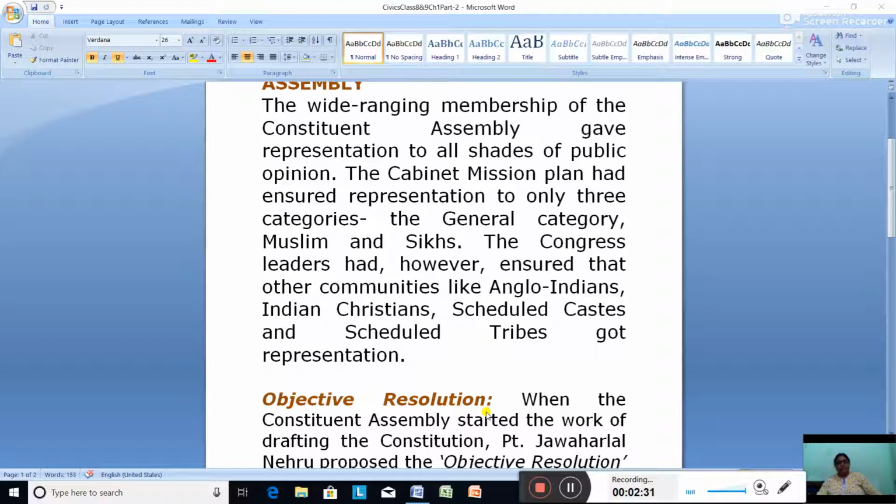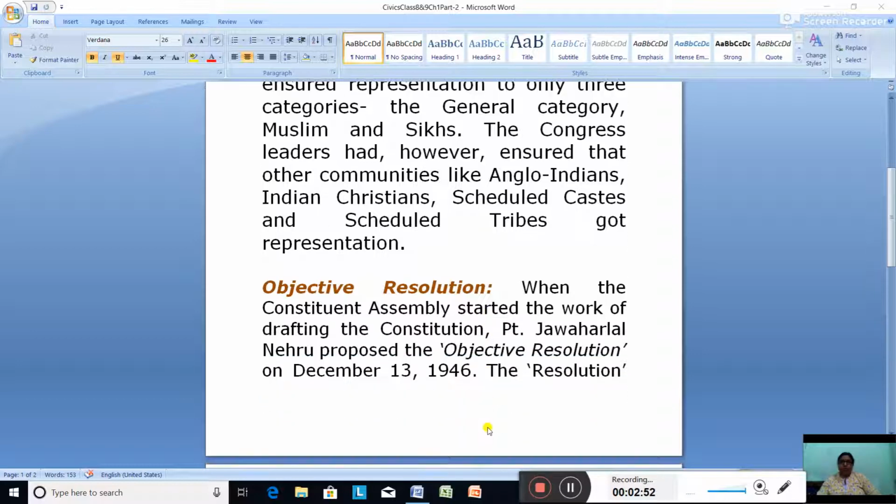Then we had the Sikh representation also. Sardar Hukum Singh and Ujjal Singh represented the Sikh community. So it can be said that the Constituent Assembly was truly national in character. The next topic we have is the objective resolution.